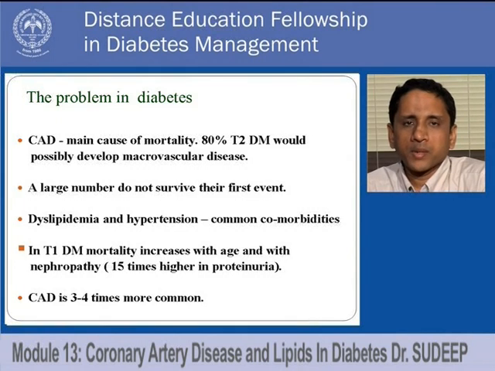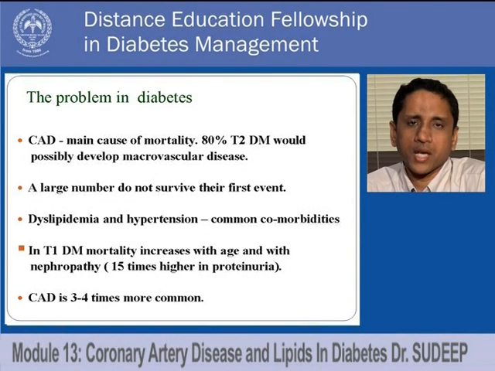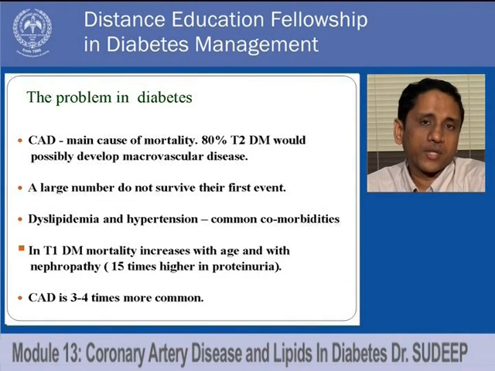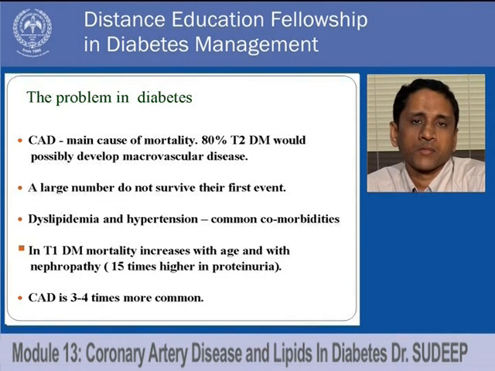The problem in diabetes is different from non-diabetics. Coronary artery disease is the main cause of mortality in diabetes. If you take type 2 diabetes, around 80% of them possibly develop macrovascular disease, and the mortality is mainly due to the macrovascular diseases. A large number of diabetic patients do not survive their first event. In addition, they have dyslipidemia and hypertension, which increase the mortality and morbidity.